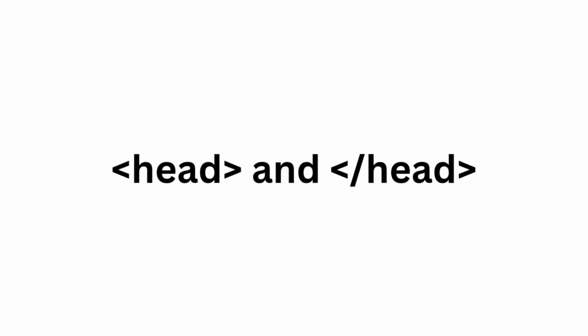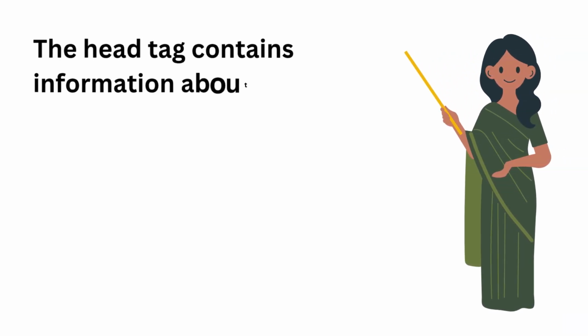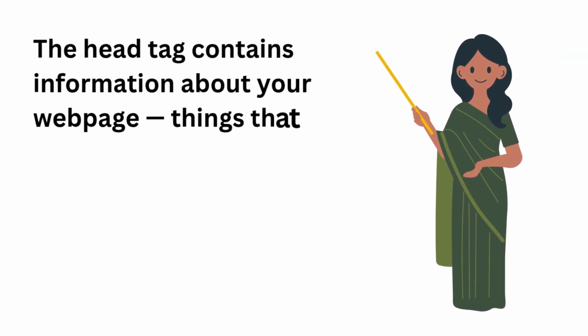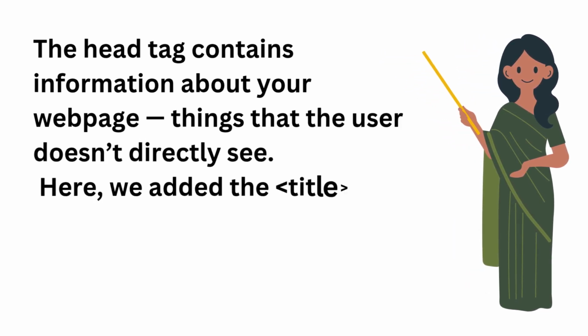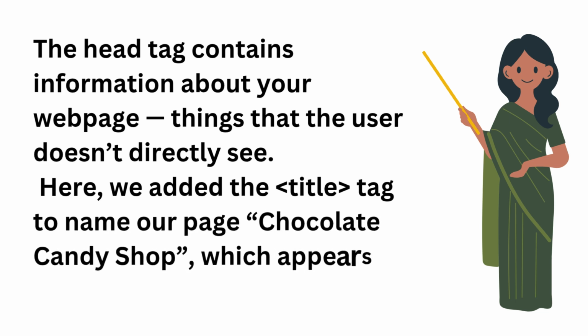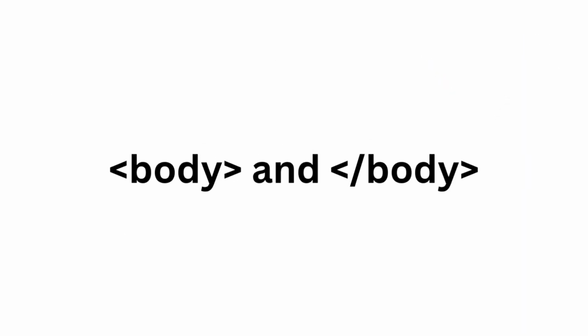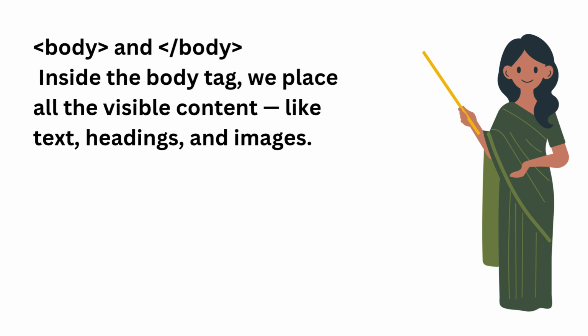The third tag is the head tag. The head tag contains information about your web page, things that the user doesn't directly see. Here, we added the title tag to name our web page Chocolate Candy Shop, which appears on the browser's tab. And the fourth tag is the body tag. Inside the body tag, we place all the visible content like text, headings, and images.